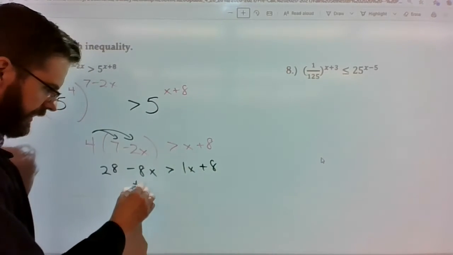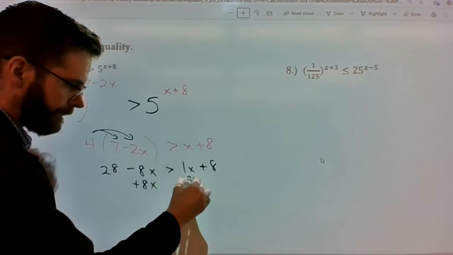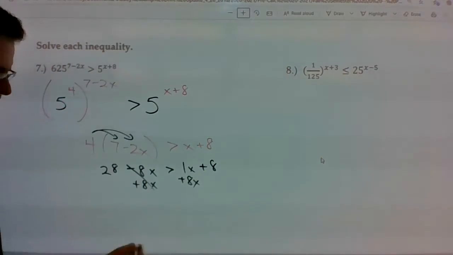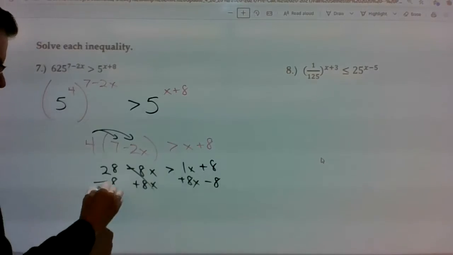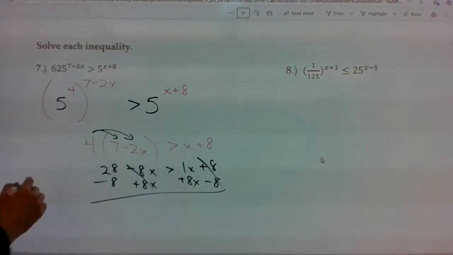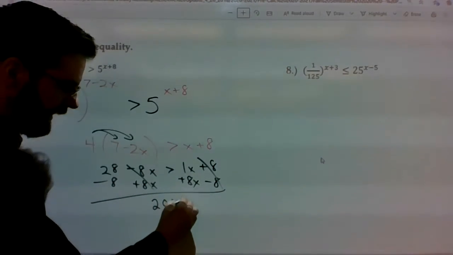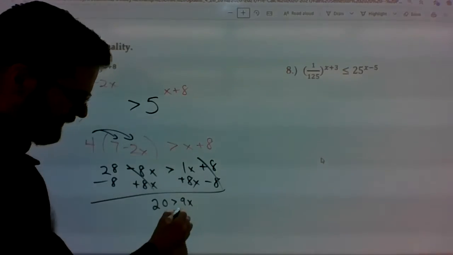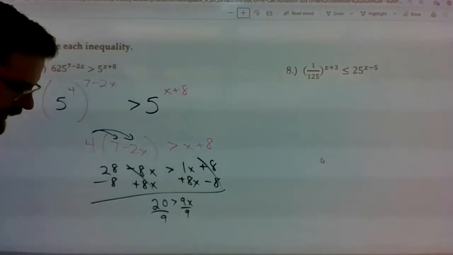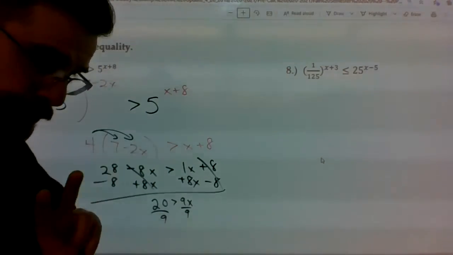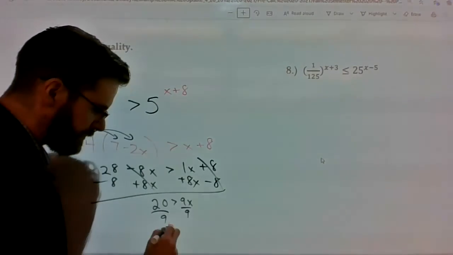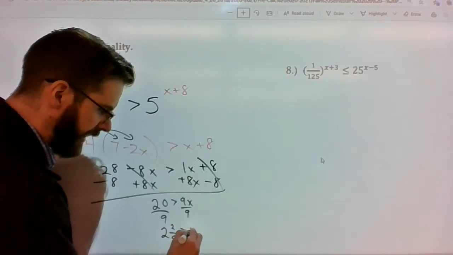So I'm going to move the x's to the right, the constants to the left. 20 is greater than 9x. So we divide by 9, divide by 9. This is going to be 9, 18, 2, with 2 leftovers, 2 and 2 ninths is greater than x.